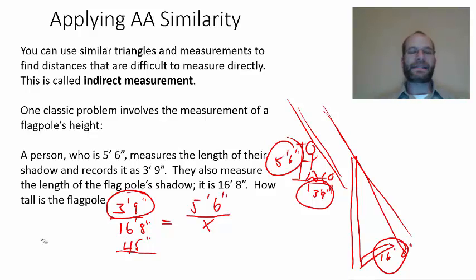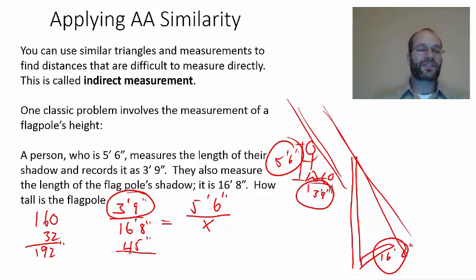We need to divide that by 16 feet 8 inches. Well, we need to multiply 16 feet by 12 inches per foot. We know that if it were 10 inches per foot, that would give us 160 inches. And 2 times 16 is 32. So we get 192 inches. We need to add the 8 inches to that, gives us 200 inches even.